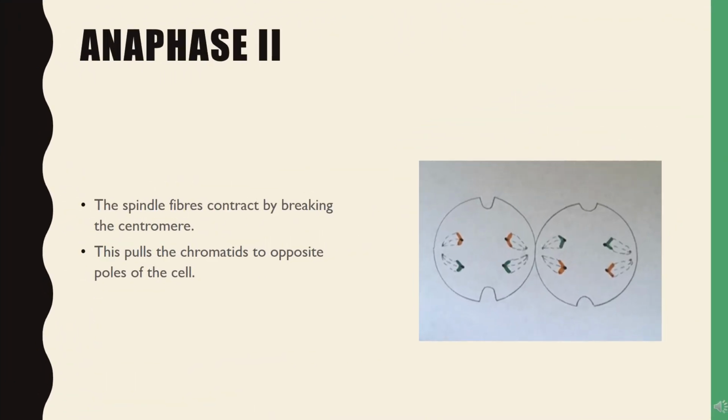After metaphase 2, anaphase 2 occurs. During this stage, the spindle fibers contract by breaking the centromere. This then pulls the chromatids to the opposite poles of the cell.